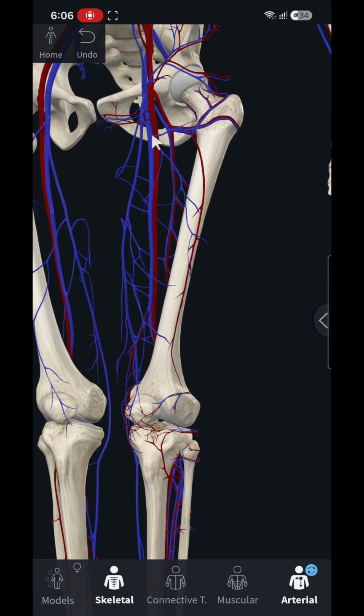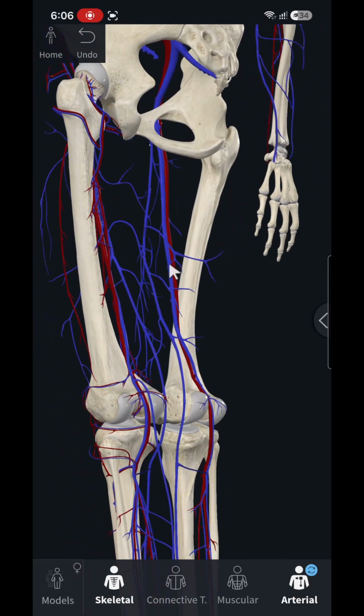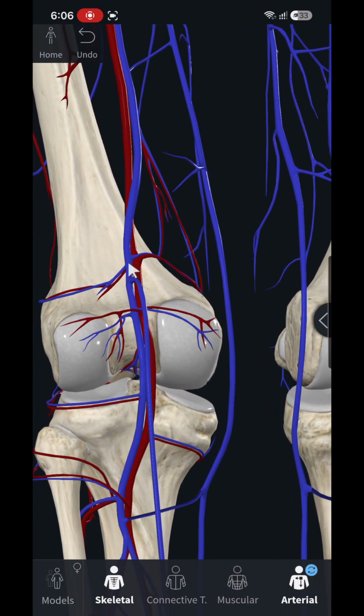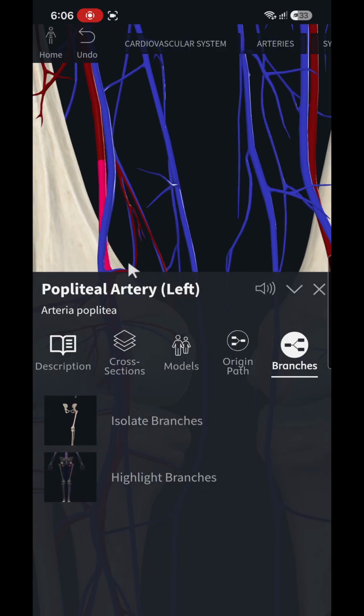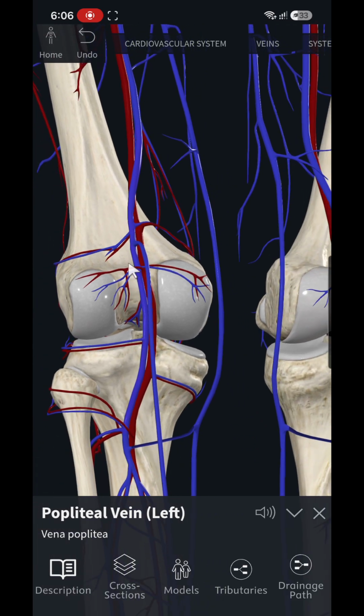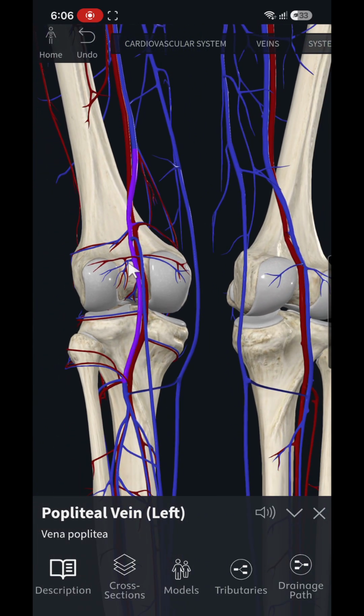So here the veins are medial to the arteries until we get into the popliteal fossa. The popliteal vein right here is superficial to the popliteal artery. Okay. So here we're going to see on the ultrasound screen the popliteal vein on the upper side of the screen, and then the popliteal artery below the popliteal vein on the screen. Okay.